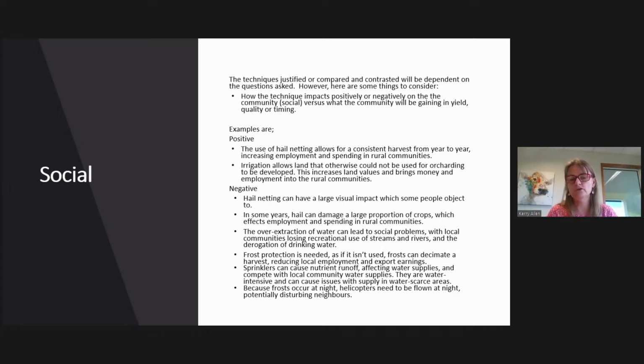Negative things can be looking at putting up big shade cloths in white, but ugly, or bringing in a chopper which is really noisy and wakes up the neighbours at 4 a.m. because you're wanting to reduce frosts. Or the technique uses too much water for irrigation, and therefore you lose that recreational use. If you don't use frost protection or hail protection, then you can't employ people because you haven't got a crop to harvest. All these things are dependent on the technique you chose, but you then have to justify, or compare and contrast, what impact that technique is having on your crop.